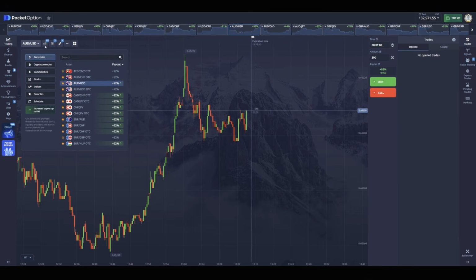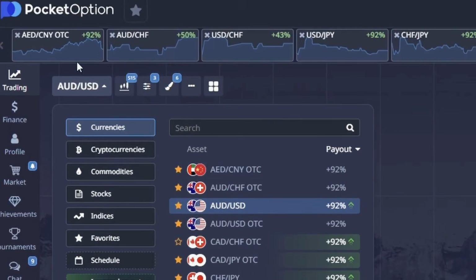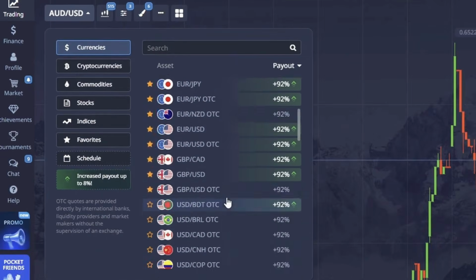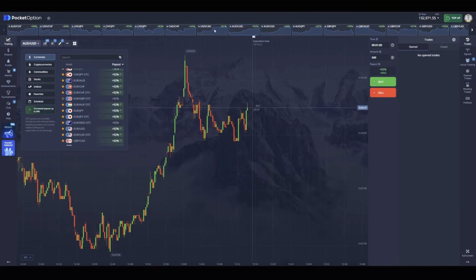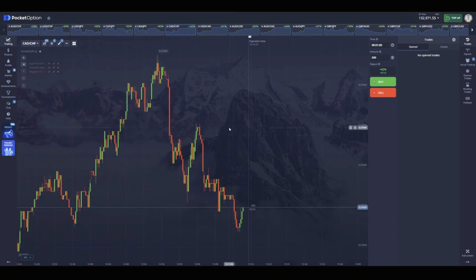By the way, you can also add a currency pair to your favorites. When you click on the star right here, the currency pair appears on the left. So you add all the currency pairs you need, and you can see the payouts right away. Then you go in, look at the movement, see if you understand it or not, and then you open a trade.